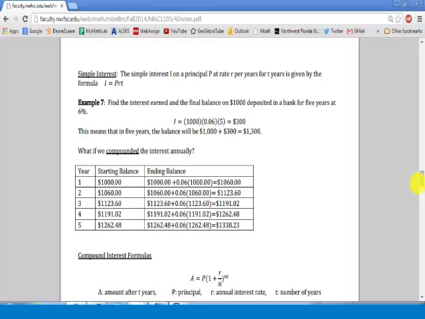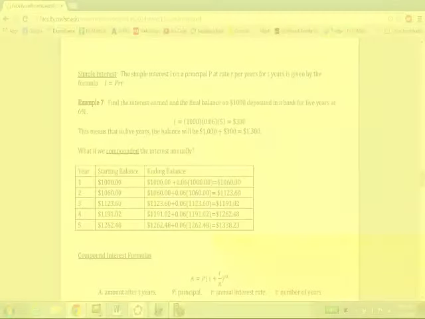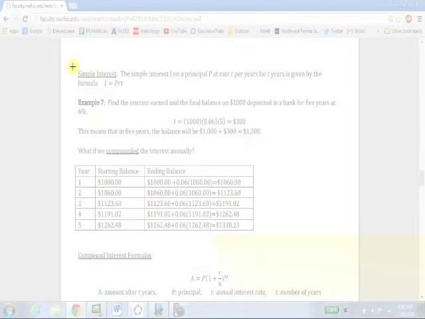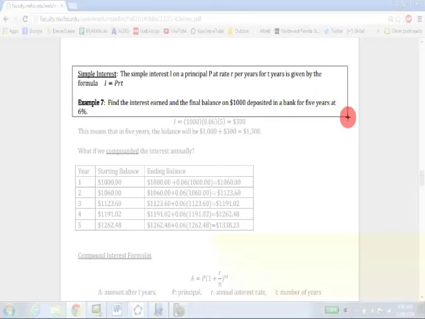Whoa. Simple interest versus compound interest. All right, let's look at the example that we have here, example 7.